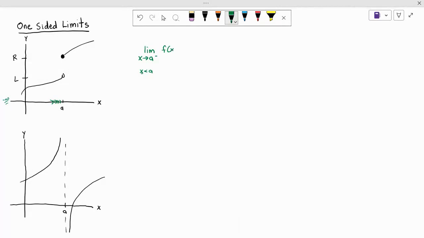And then we write down the name of the function whose behavior we're analyzing. It looks like as the x's approach a from the left, the corresponding values of the function, the y values, are approaching some number L.